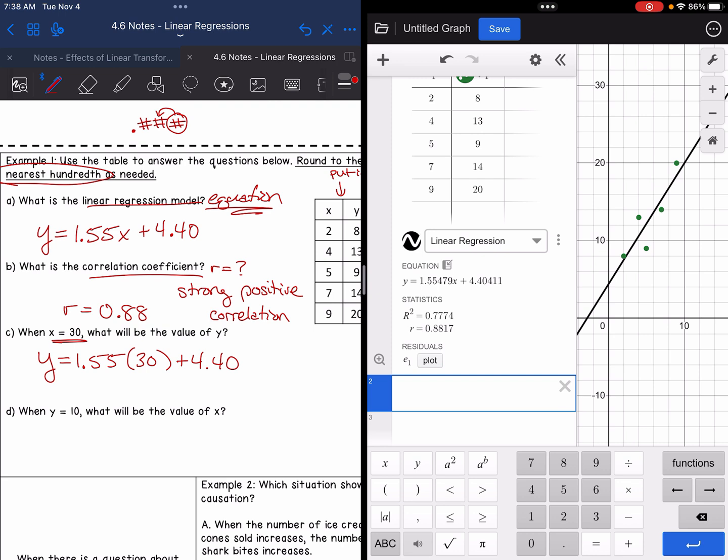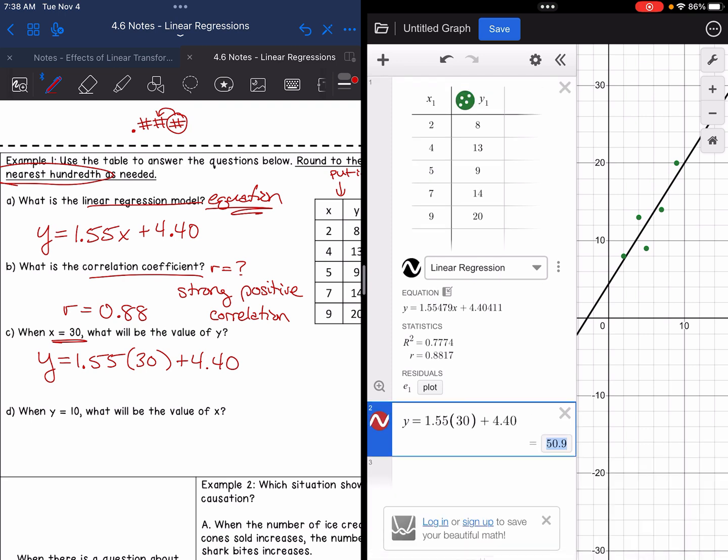And then I can even use Desmos as my calculator to type this. I'm just going to go to my next line. And let's see what happens when I type y equals 1.55 parentheses 30, and then plus 4.40. Okay, and see, look, underneath it, it says equals 50.9. So that is our answer, y equals 50.9.